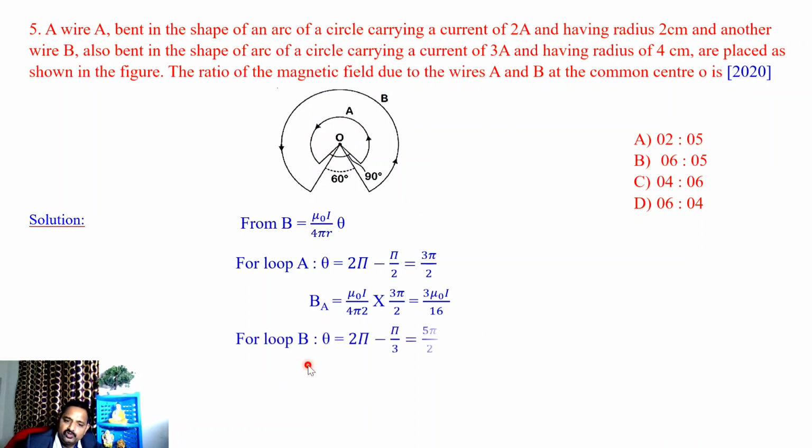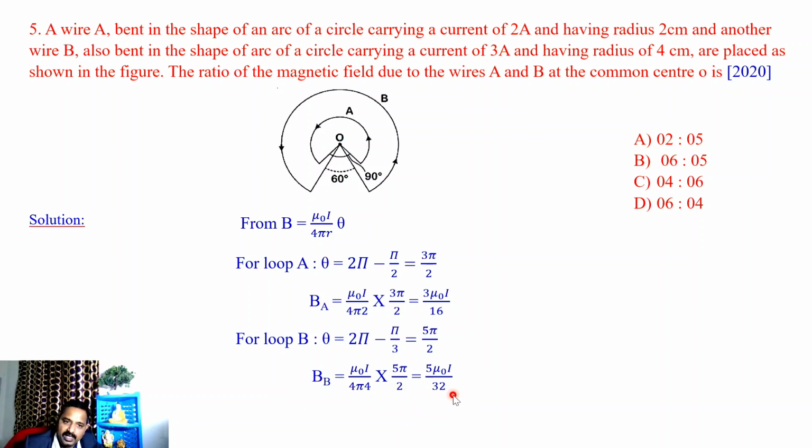Then for loop B, how much angle is subtended at O? That is 2 pi minus 60 degrees. To find the angle subtended by sector B at O, you have to subtract this 60 degrees from 360. 360 means 2 pi, and 60 degrees means pi by 3. So we will get 2 pi minus pi by 3, which is equal to 5 pi by 3. Now we find the magnetic field due to sector B at center O: mu naught I by 4 pi r, with r as 4 centimeter, so 4, into theta 5 pi by 3. If you simplify, you will get 5 mu naught I by 32.